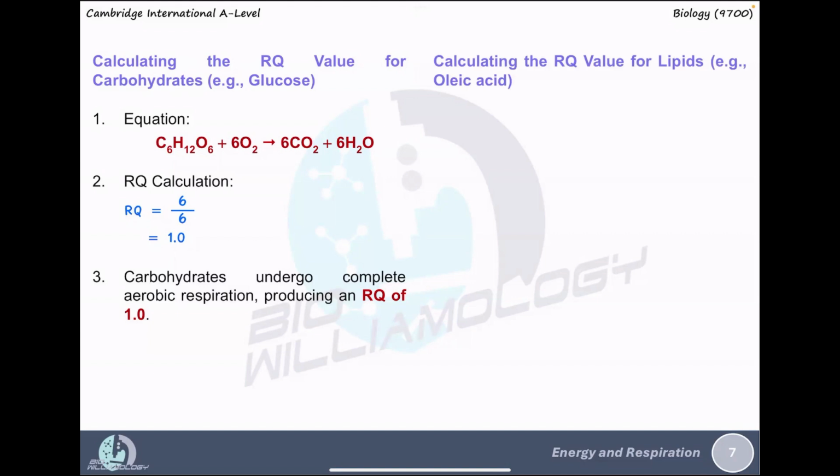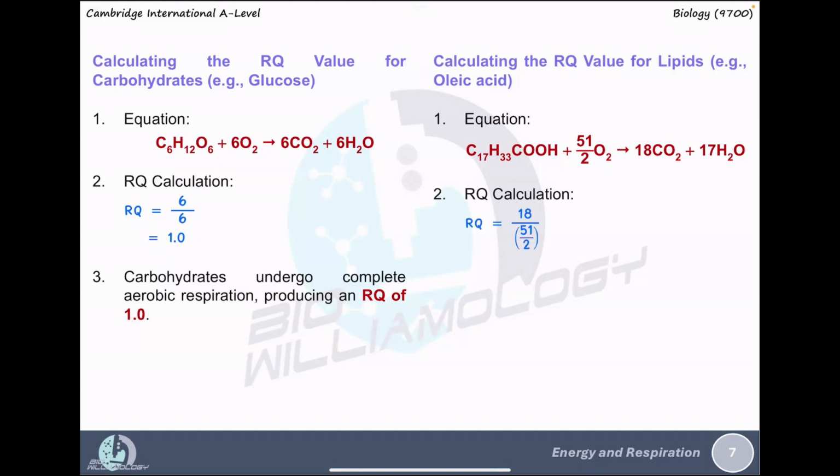In this case, we use oleic acid as our example. First of all, we start with the equation. We need to balance the equation. So in this case, oleic acid, C17H33COOH, reacts with 51/2 molecules of O2, resulting in the production of 18 molecules of CO2 and 17 molecules of water. To calculate RQ value, we always divide the volume or the number of CO2 molecules produced in respiration over the number of molecules of O2 used to oxidize the oleic acid.